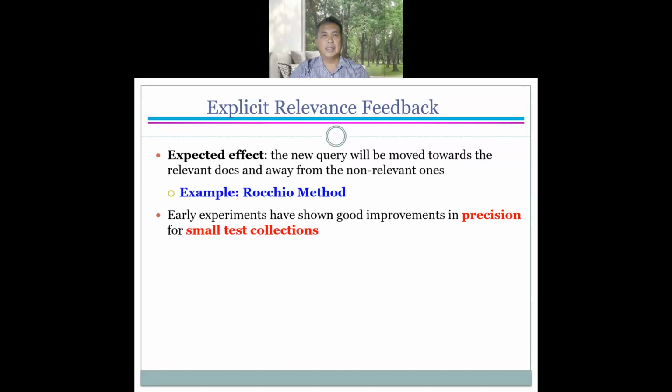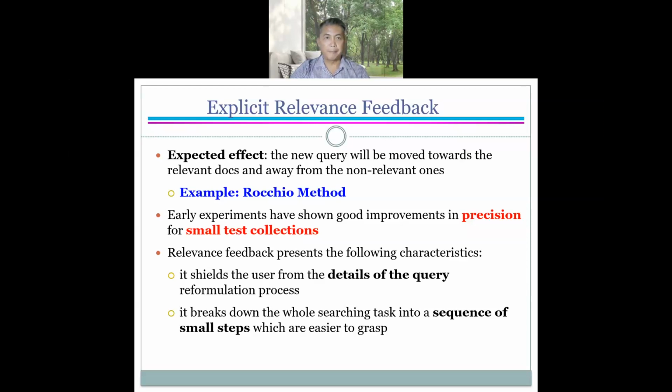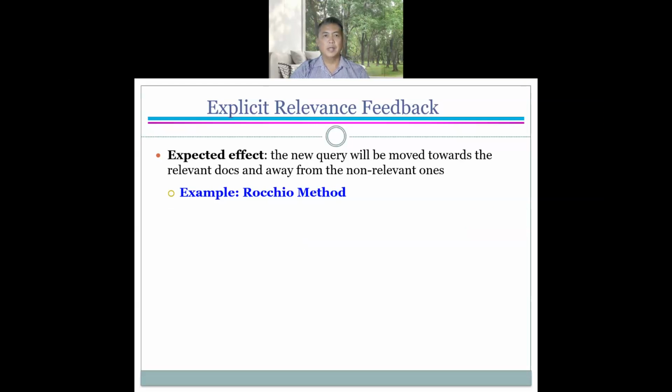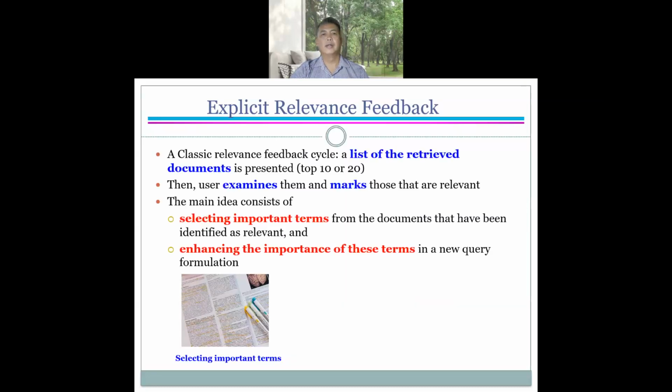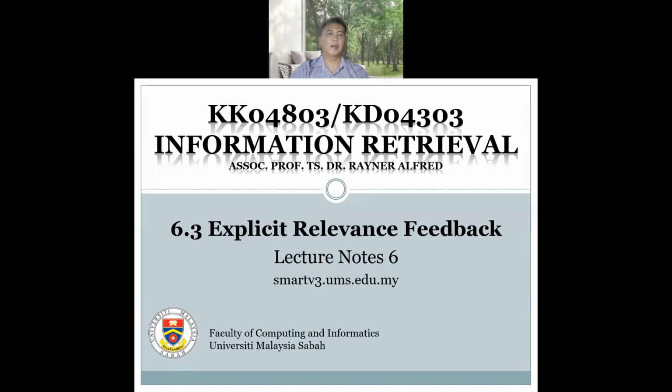We go back to the explicit relevant feedback. Okay, so explicit relevant feedback. When we look at this, we are looking at the input from the user. So we can capture from the user activity, or we can ask them to fill in the survey form.